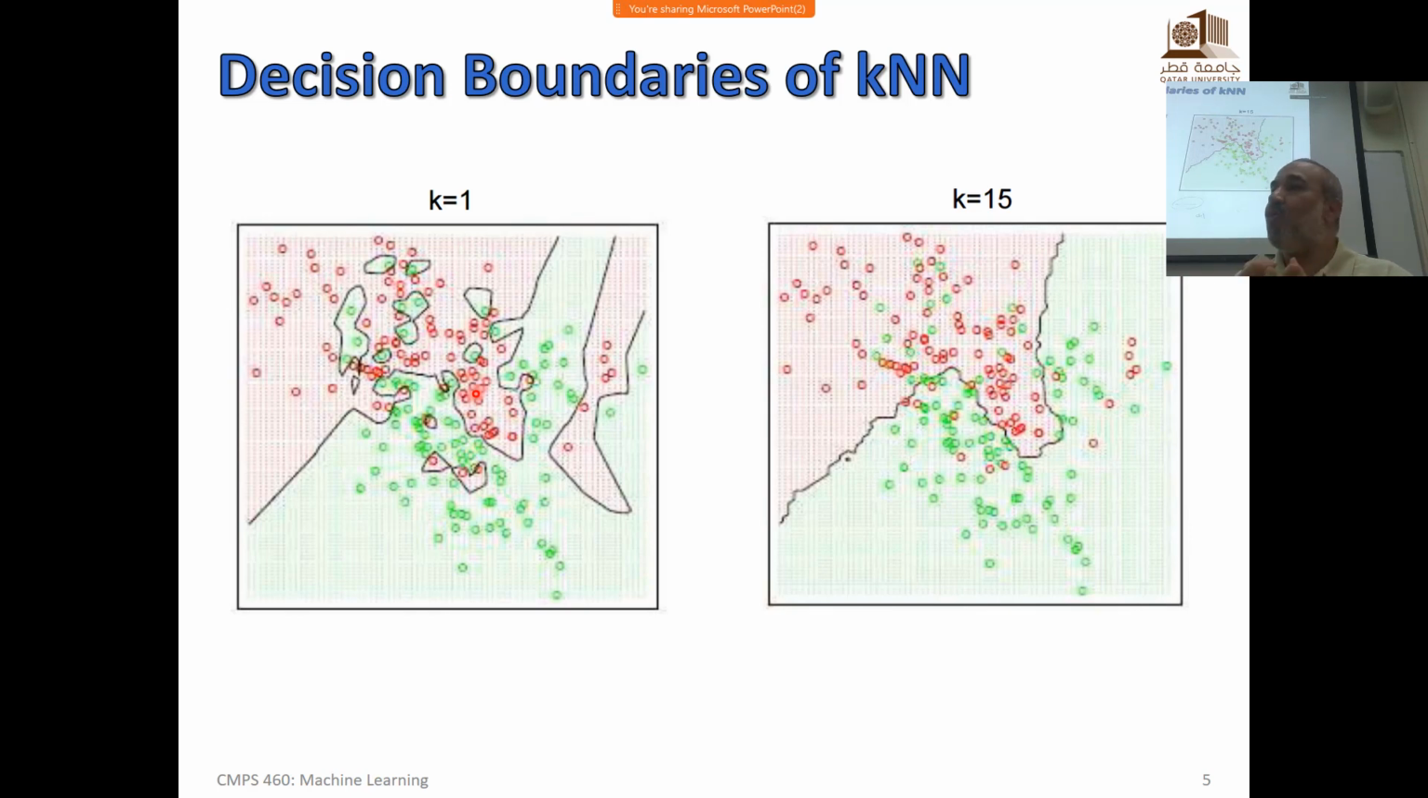Second, as you saw, when K is 1, this is overfitting. This is like memorizing every single example, and that's not good. But the best value of K for your problem will depend on the tuning that you do. For one problem, maybe K is 3 will be good. For the other, K is 20 is good. So you have to tune it.